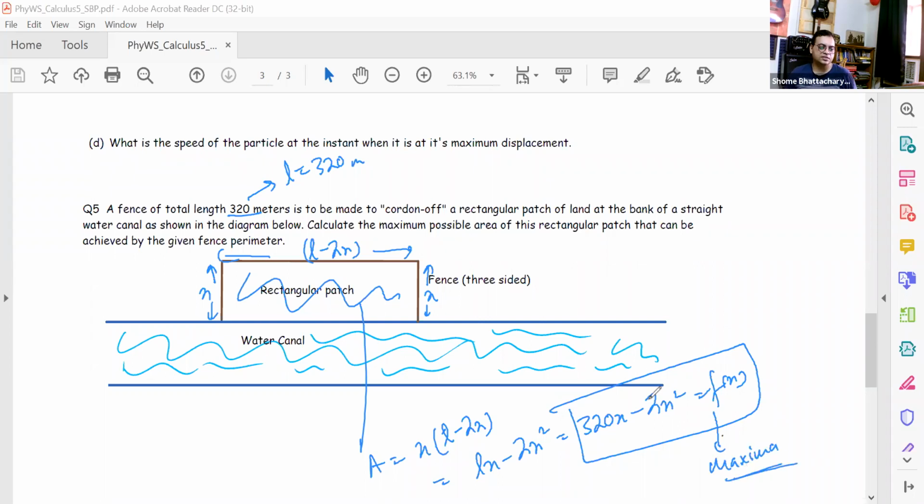Use the maxima minima concept to calculate the maxima. That will give you the maximum possible area. Because the fence is 3-sided, remember. The total perimeter of the fence is the sum of the 3 sides. So it is 2x plus L minus 2x. That's why this side is L minus 2x.